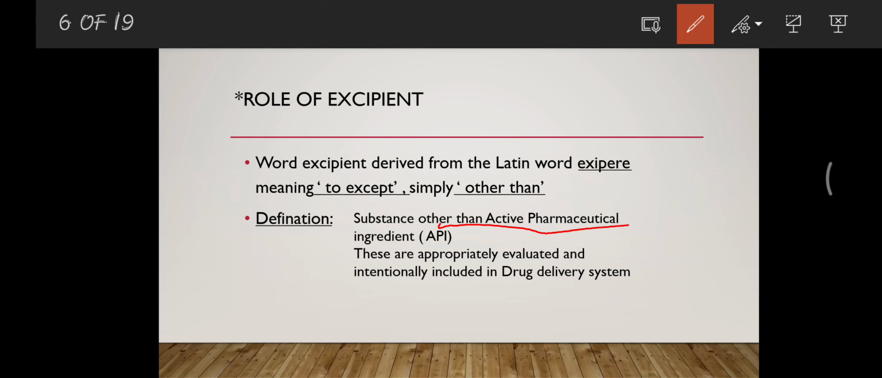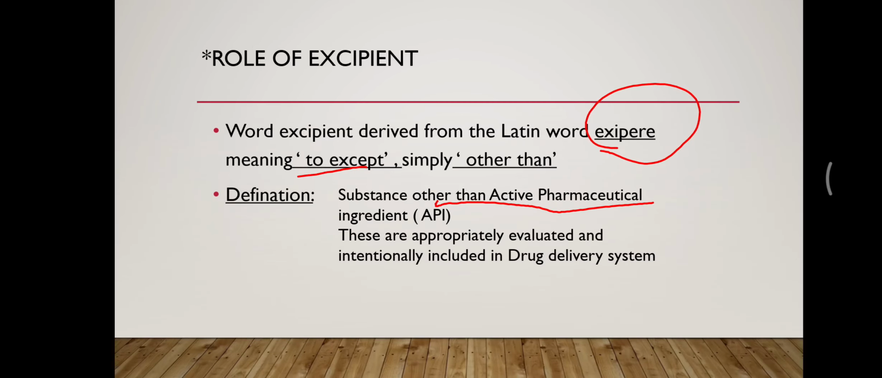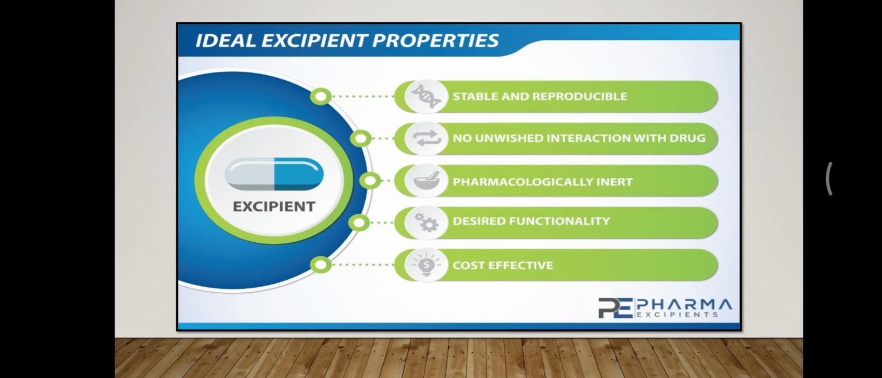That means it can be added along with the active pharmaceutical ingredients during the preparation of pharmaceuticals, which helps the pharmaceuticals do their proper work. The word excipient is derived from the Latin word excipiere, meaning to accept, meaning other than. There are different properties of excipients. Excipients are stable and reproducible. They are stable, with no unwished interaction with the drug. It only helps the drug to do its proper or original work, but does not interact or interfere with the drug interactions. It is pharmacologically inert.